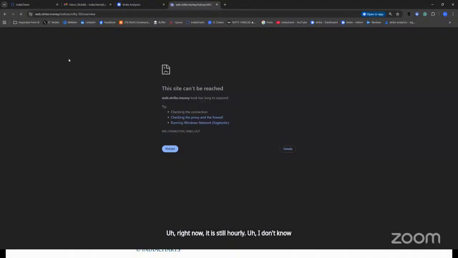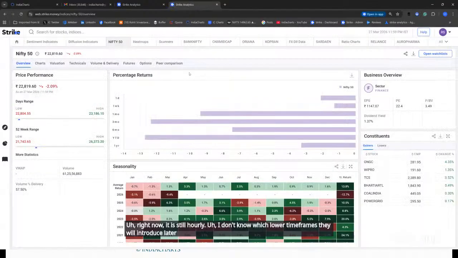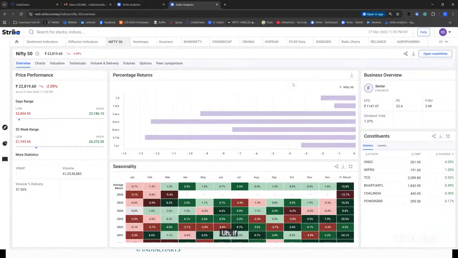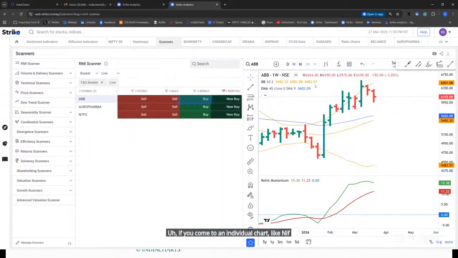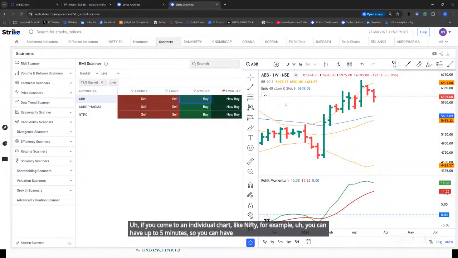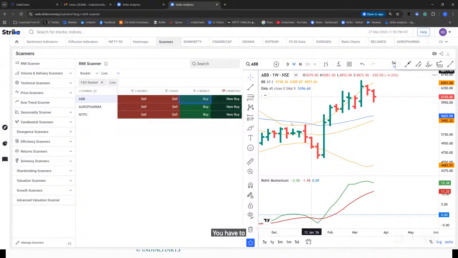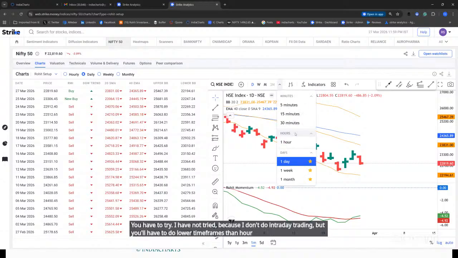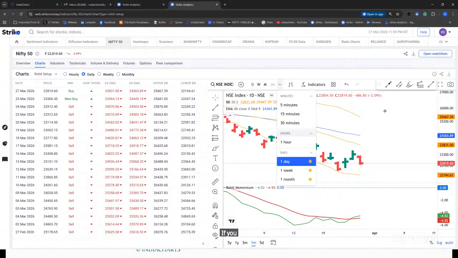I don't know which lower time frames they will introduce later. But if you come to an individual chart like Nifty, for example, you can have up to 5 minutes. So you can have a combination of maybe 30 and 5 or something like that. You have to try. I have not tried because I don't do intraday trading, but you'll have to use lower time frames than hourly and combine them if you are really doing intraday trading.